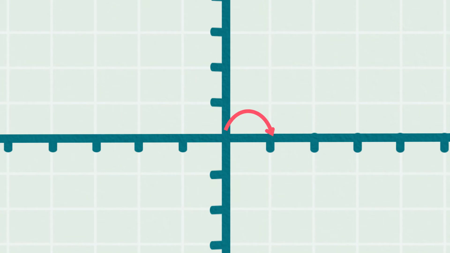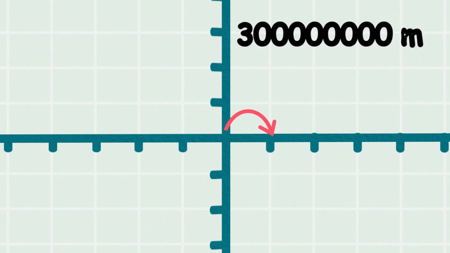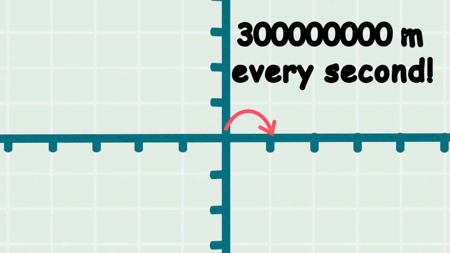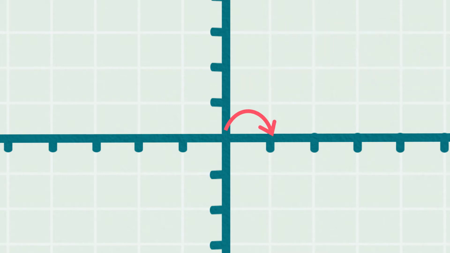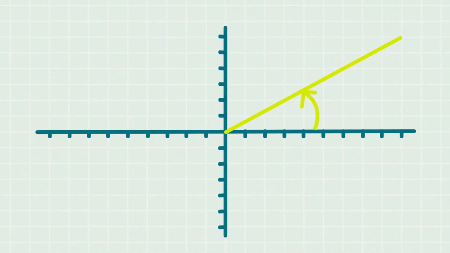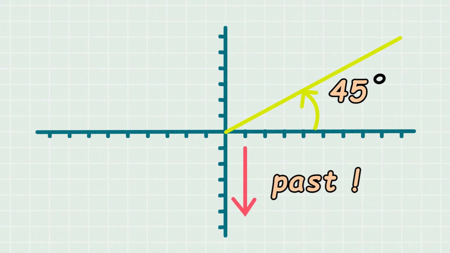Here's a space-time grid. For this grid, we've chosen the scale of the x-axis very cleverly. Every tick to the right is 300 million meters. This is done because light moves at 300 million meters every second. So the world line for light will be at a 45-degree angle. One more thing to notice is that moving down the y-axis means moving into the past.